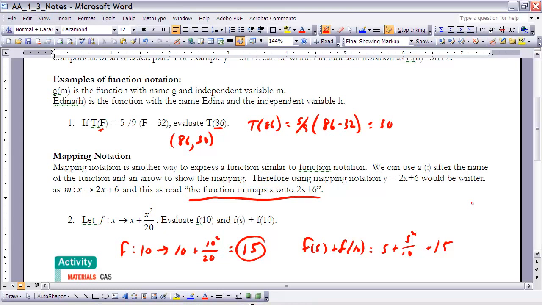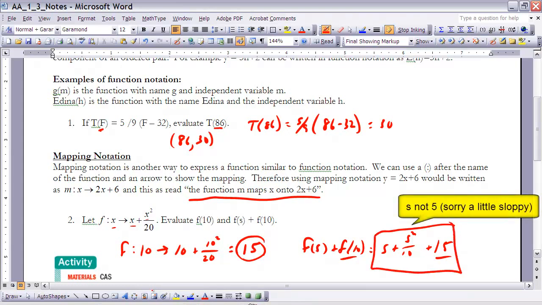Then if I have f of s plus f of 10, we know f of 10 is 15. And f of s is just taking x out in each one of these places and replacing it with s. So that would be s plus s squared over 20. If I'm going to add those two together, this is what I would end up with.